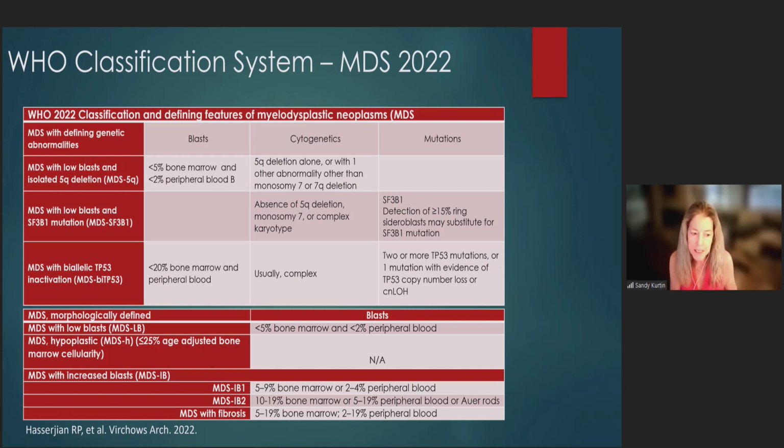And then there is MDS morphologically defined. So we have MDS with low blasts, just what it sounds like. MDS that is hypoplastic. These are those patients that we have talked about being hypocellular, often with some immune component to their disease. And then MDS with increased blasts. So we had RAEB-1, RAEB-2. This is sort of replacing that, simply based on the percentage of blasts.